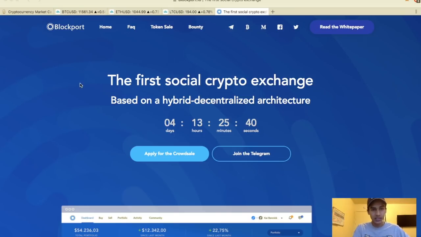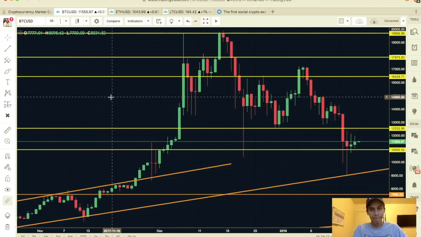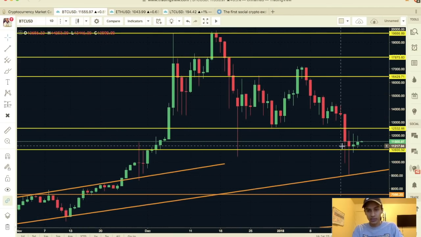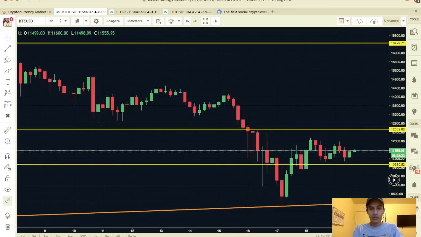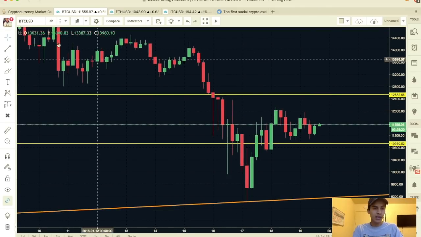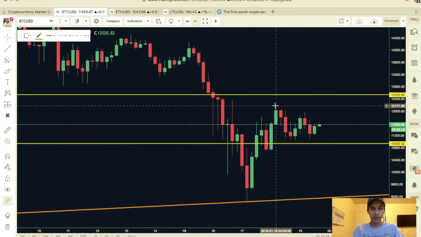But before we take a look at their website here, let's look at Bitcoin really quick, guys. Bitcoin looks like we are consolidating here for a bit, still hanging around 10,900, 11,000. Looks like we could possibly be heading towards the upside. Let's take a look at the 4 hour here. So yeah, it looks like we have a nice little triangle forming actually.